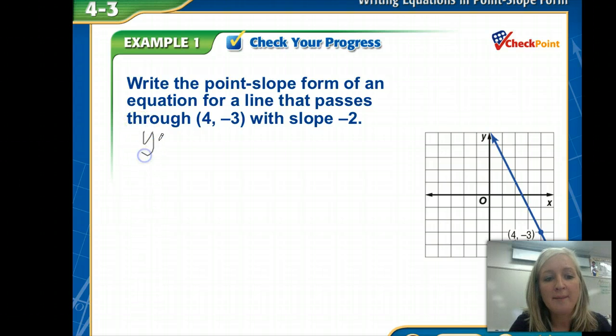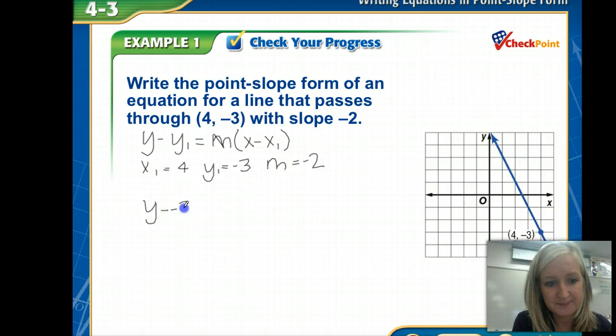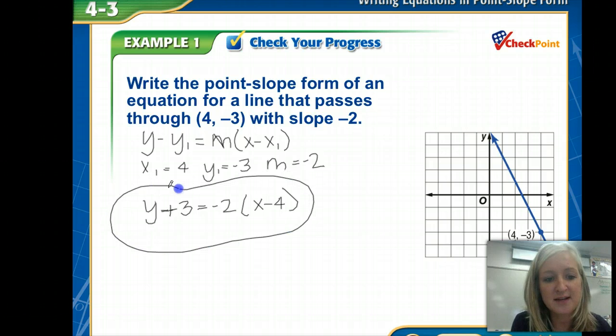All right, y minus y1 equals m times x minus x1. I know that my x1 value is 4 and my y1 value is -3 and my slope is -2. So my equation is y minus -3, which becomes +3, equals -2 times x minus my x1 value, which is 4. So here's my point slope equation. That's kind of part 1.